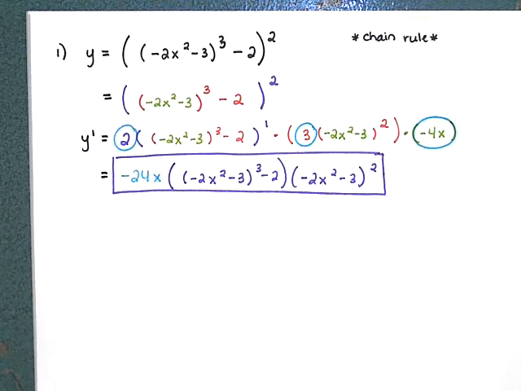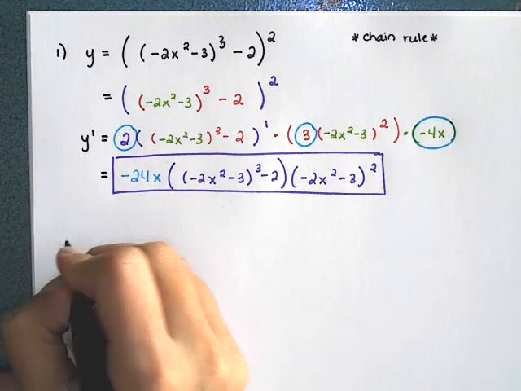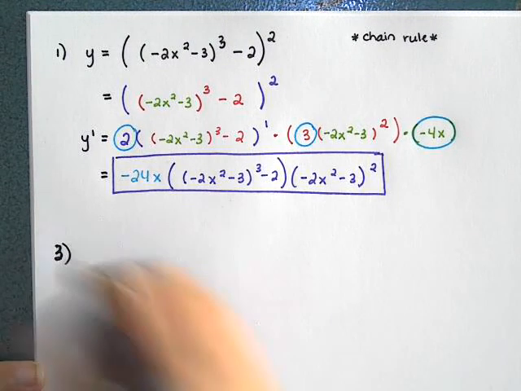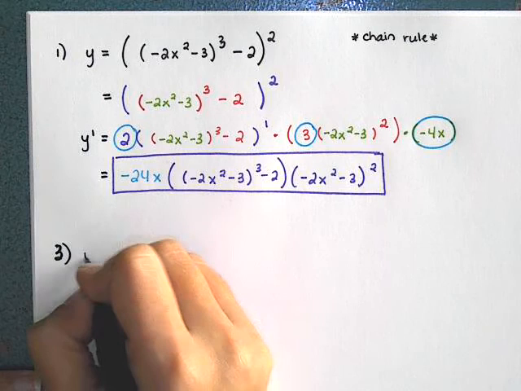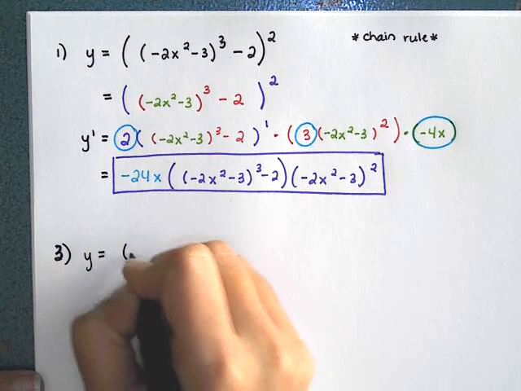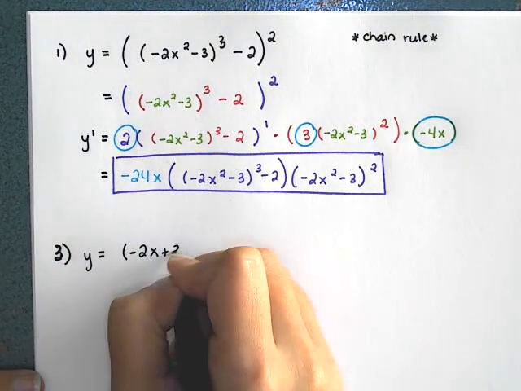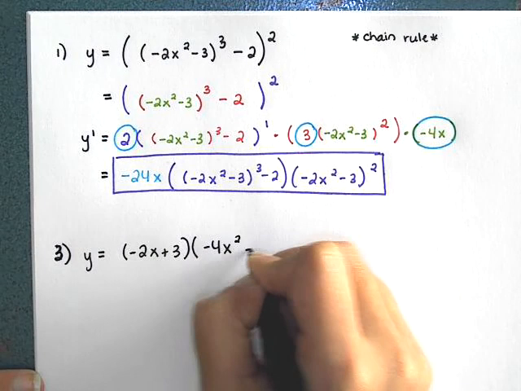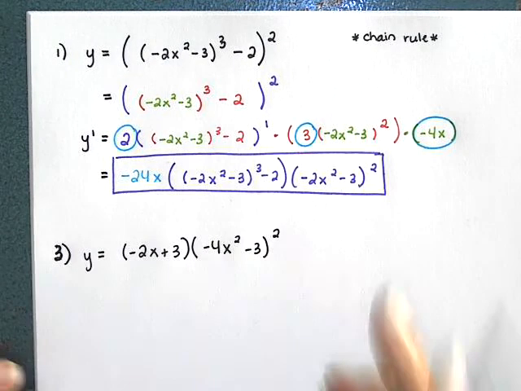Now that's a pretty basic one. I think most people who tried number 1 towards the beginning of the period were feeling pretty good. Let's look at a problem that gets a little bit more complex. This was problem number 3 from class today. So I'm going to have y equals parentheses negative 2x plus 3 parentheses negative 4x squared minus 3 squared.